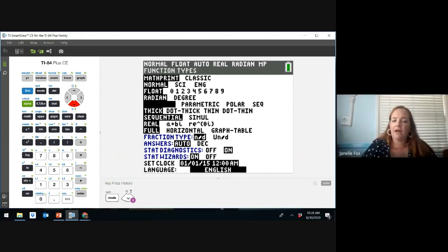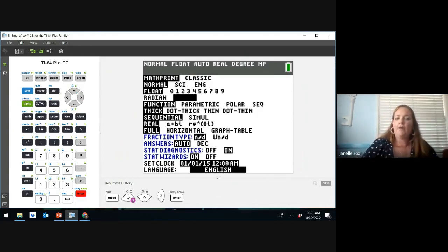Those other systems listed there, parametric, polar, and sequential, we actually do use in our calculus course, but for now we don't need those. Let's pretend you got to your graphing calculator and it happened to be on degree mode. You would see right there it's on degree mode. So we toggle over to radian and hit enter, and you're golden.